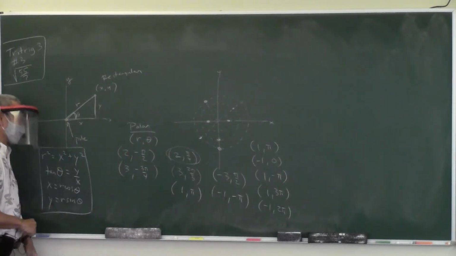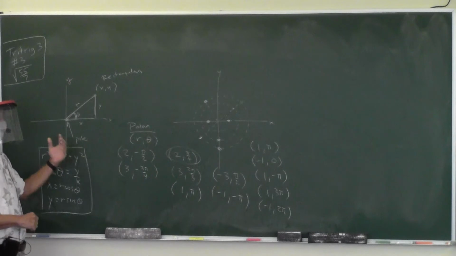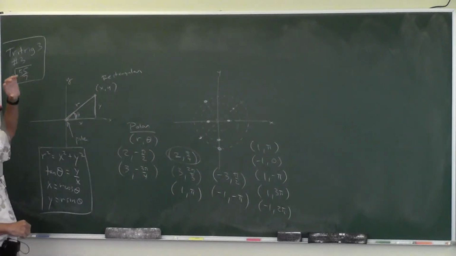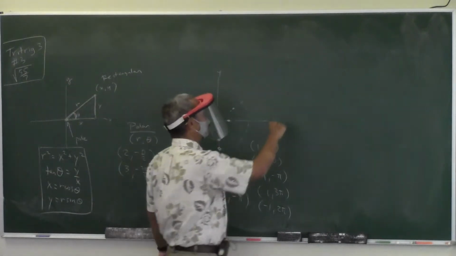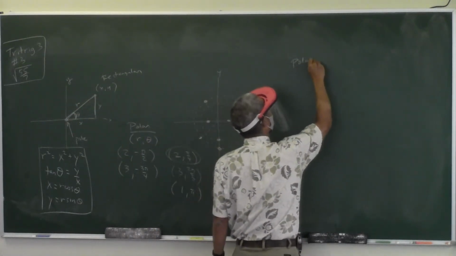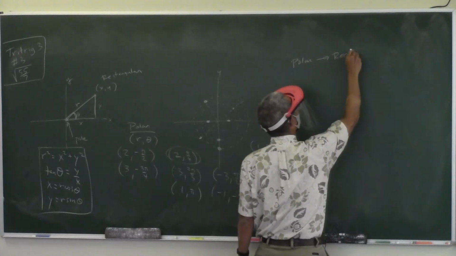Okay, you know what? I made a mistake. We're not ready to graph yet. The first thing we have to do is convert from one to the other. So let's do polar to rectangular first.